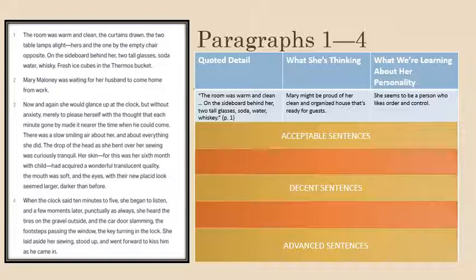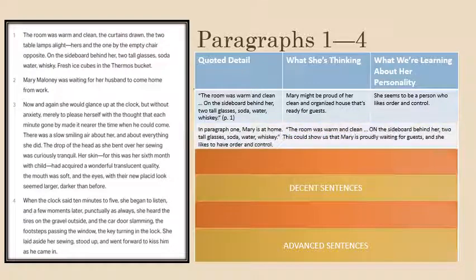So with that, I could write a complex sentence or sentences that look acceptably like this. If you were to write these, it would be fine. In paragraph 1, Mary is at home. Quote, the room was warm and clean. On the sideboard behind her, 2 tall glasses, soda, water, whiskey.